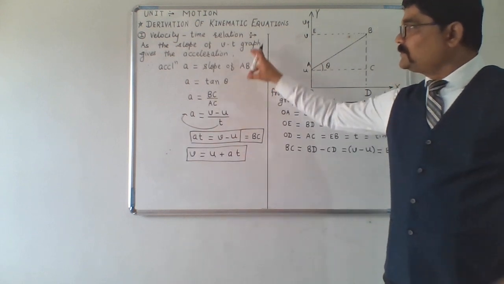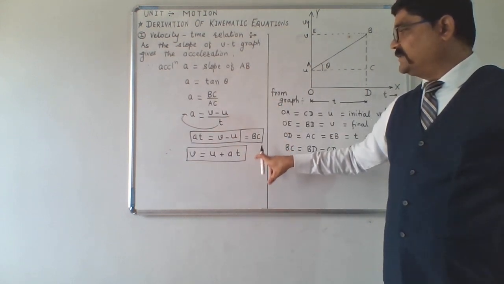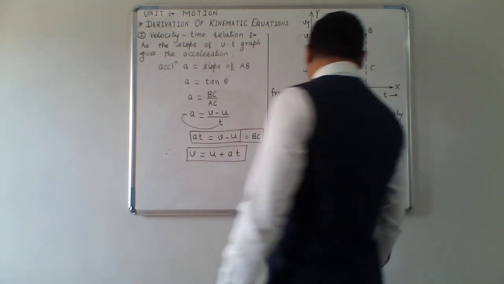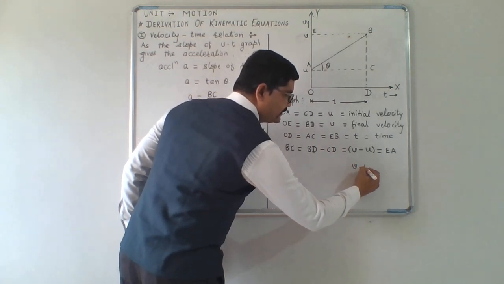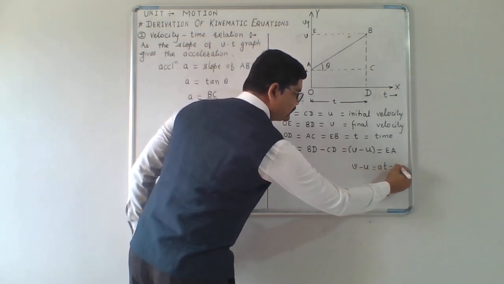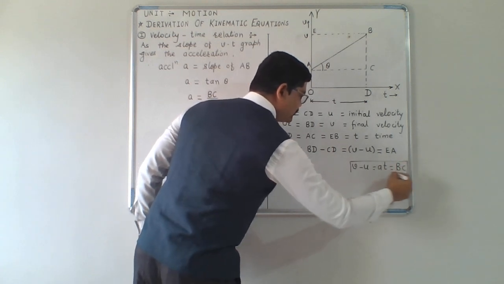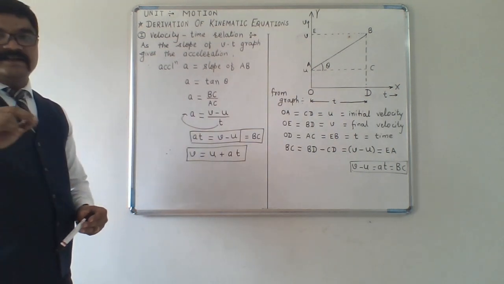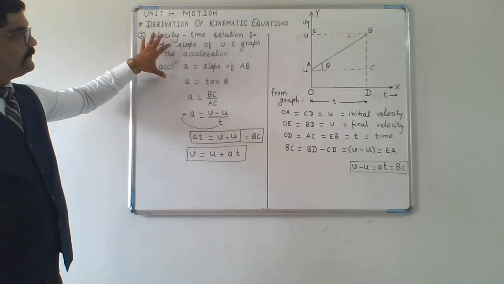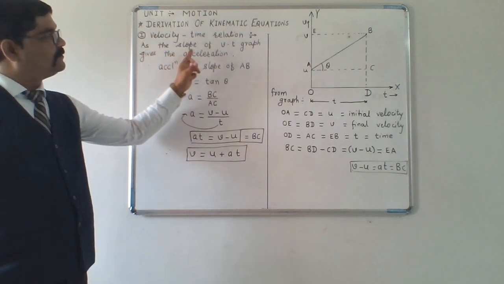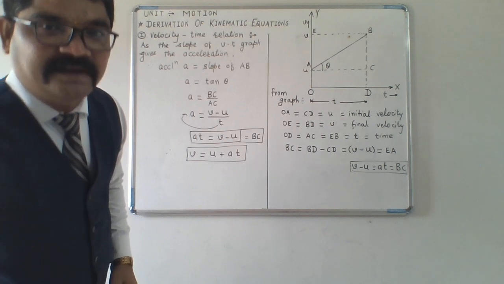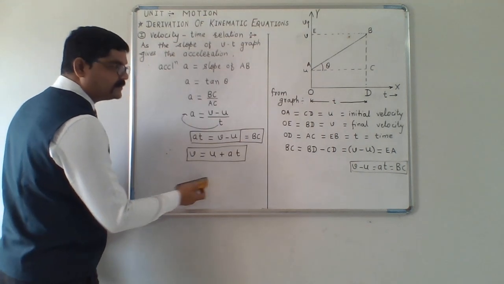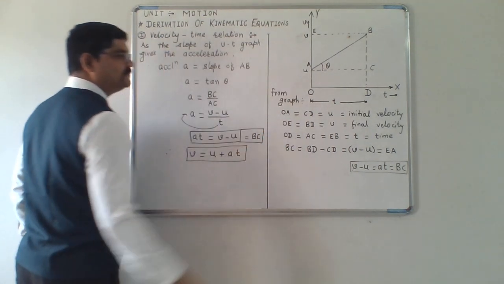Next, we will require these values, so just keep it in your mind, or else we can write these values here. V minus U is equal to A into T is equal to BC. Just keep it in your mind, we will use it afterwards. Now let us derive the second kinematic equation. For the first kinematic equation, we had used the slope of the VT graph. For the second kinematic equation, we will use the area under the VT graph.